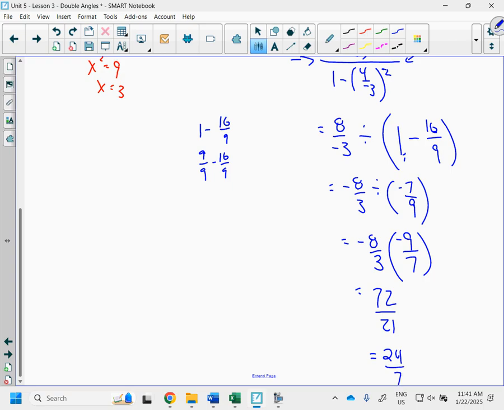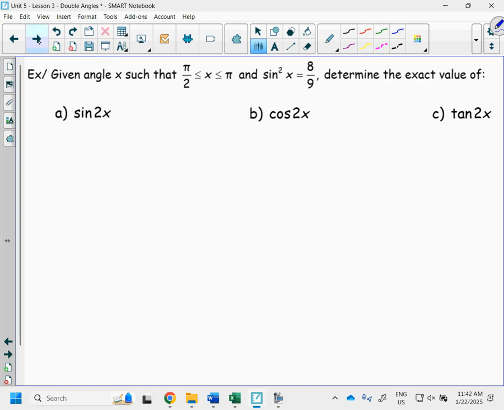Okay, next. I'll get you guys to try one of these. Same idea, different setup slightly. Given an angle x that is between pi over 2 and pi, and this time they're telling us the sine squared is that. Can we find the exact values? So start by drawing a picture. It tells us where to draw it. It tells me it's between pi over 2 and pi, which means it's there.